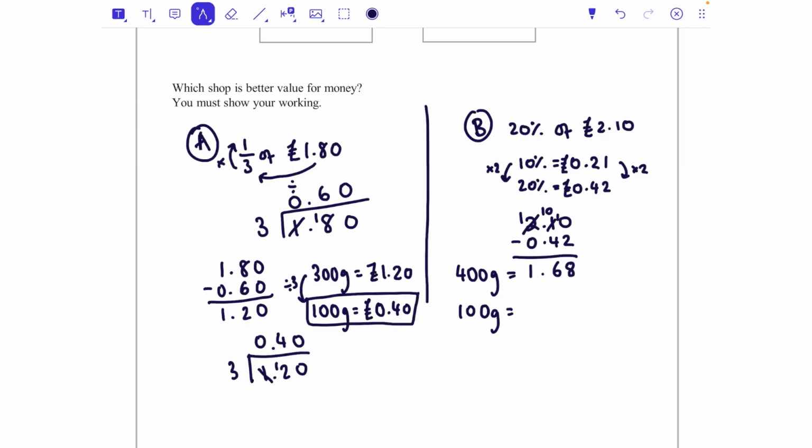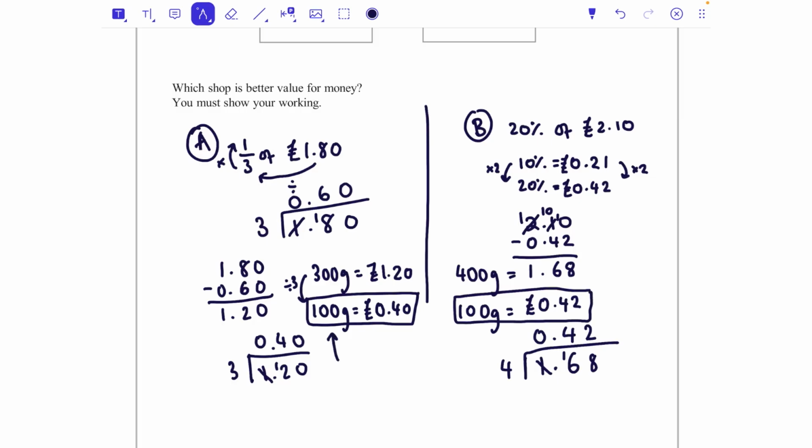In shop B, 100 grams we would get by dividing by 4. So again, let's do that bus stop method. How many 4's fit into 1? It fits in 0 whole times and we haven't used that 1 up, so carry it over. How many 4's go into 16? It fits in 4 whole times, no remainder. How many 4's fit into 8? It fits in twice. So we can see that 100 grams at shop B costs us 42 pence. And there we go.